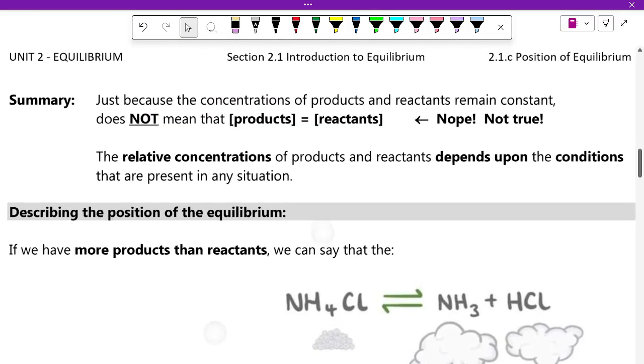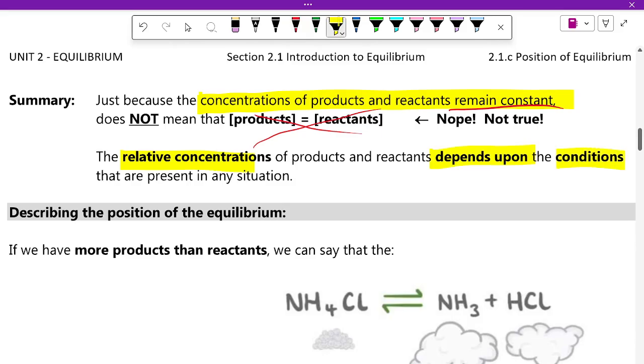So there's just a little summary here. It just says what we already said. The concentrations of the products and reactants remain constant, but that does not mean that the products equal the reactants. Nope, not true. The relative concentrations do depend upon the conditions. So that would be temperature, pressure, volume, etc. And now we're just going to learn some language around this.